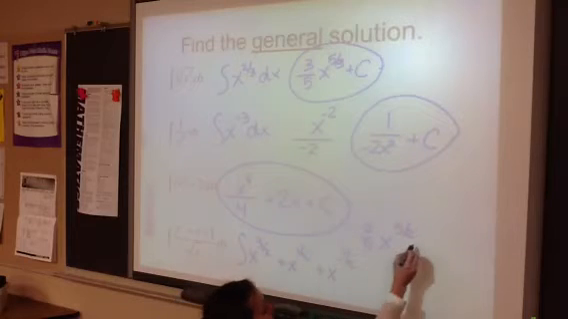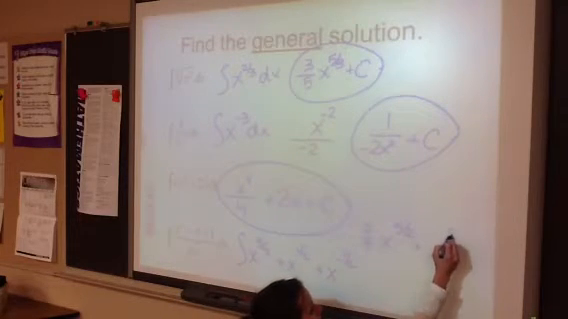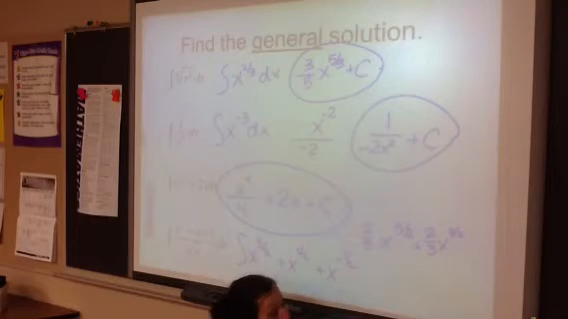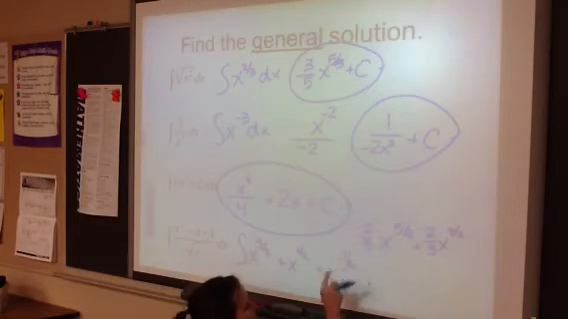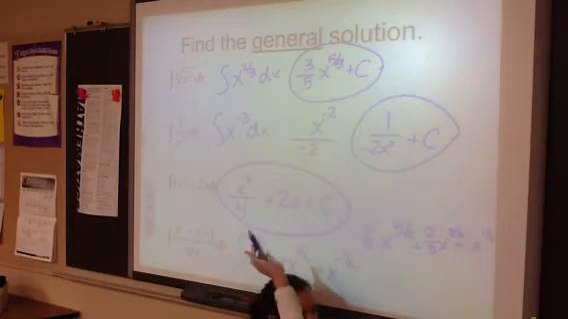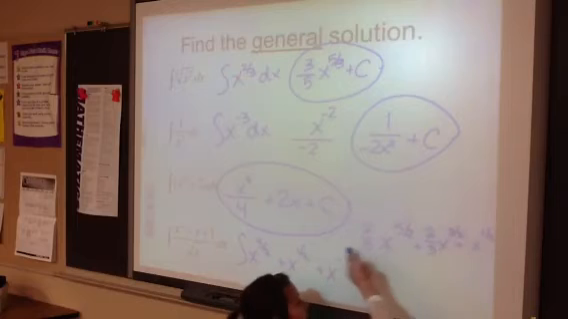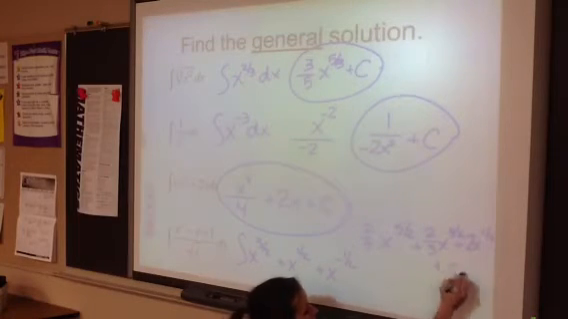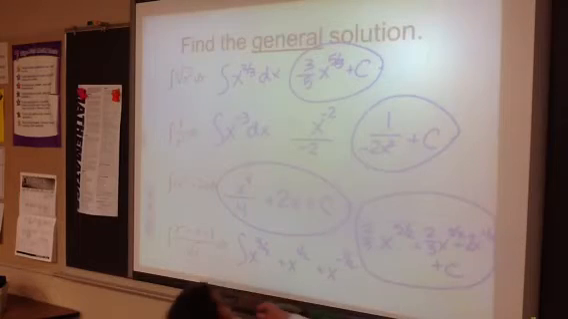The x to the 1/2 becomes x to the 3/2. Divide by your new exponent or multiply by the reciprocal. So you get 2/3 x to the 3/2. X to the -1/2 becomes x to the +1/2. Yay, we don't have any negative exponents. Divide by the new exponent or multiply by the reciprocal, and you get 2 plus your c on the end. And you're done.